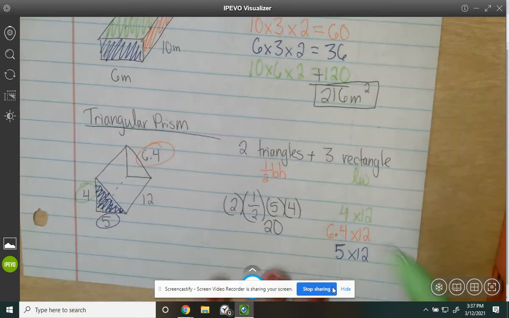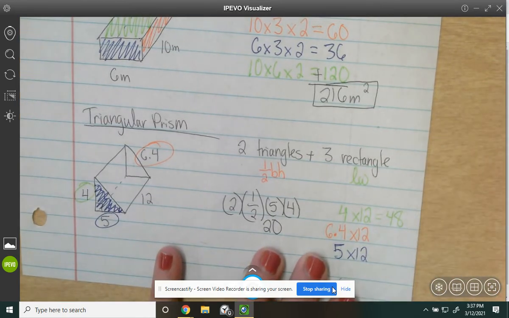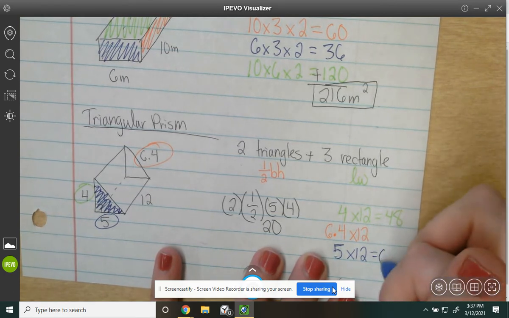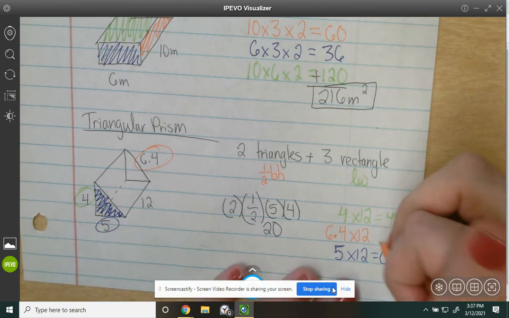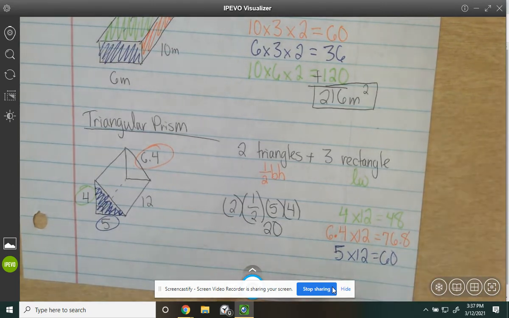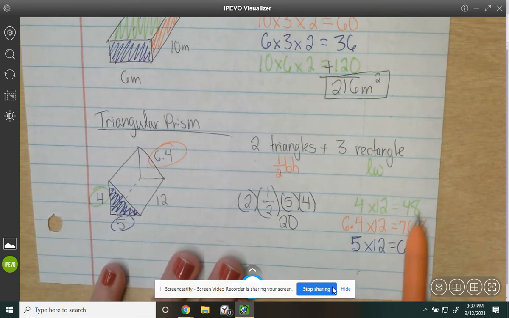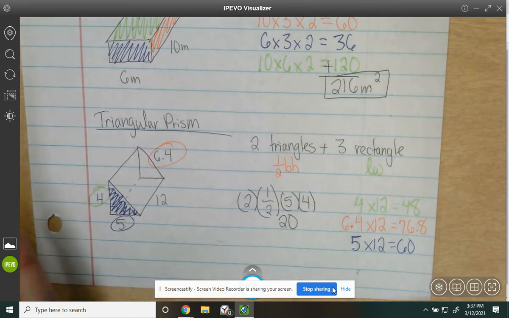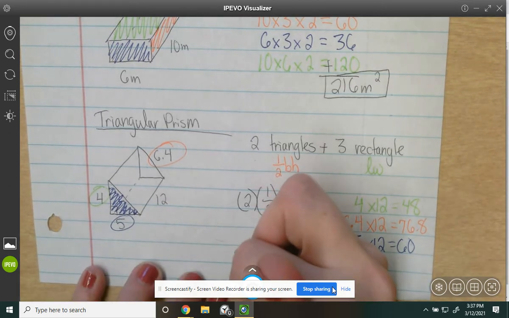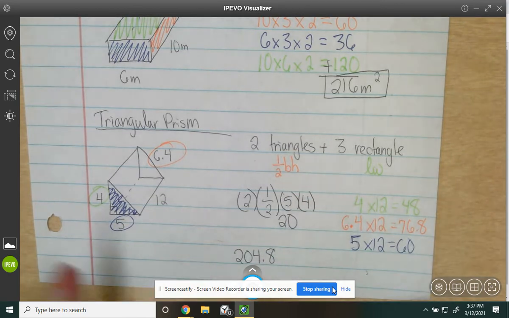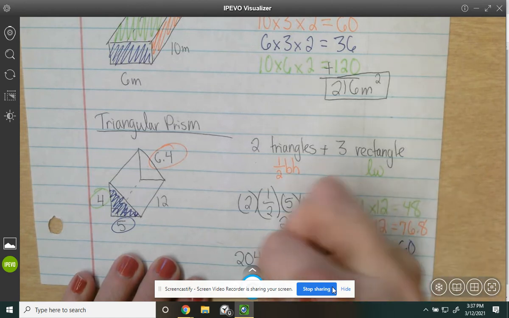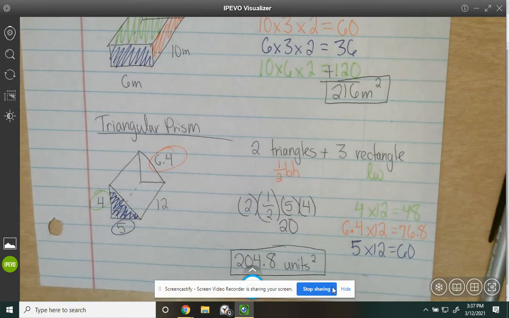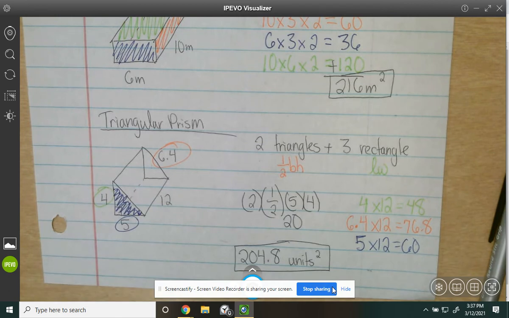Okay, let me go through and do this. That'd be 48. This one would be 60. Type this one in, 6.4 times 12, 76.8. Now I'm taking 20 plus that, plus that, plus that to get my final answer. You should get 204.8. Whenever we don't have any units on it, we just say units squared. And that is surface area for triangular prisms and rectangular prisms.